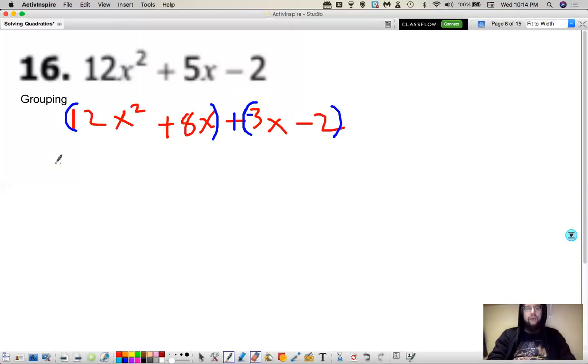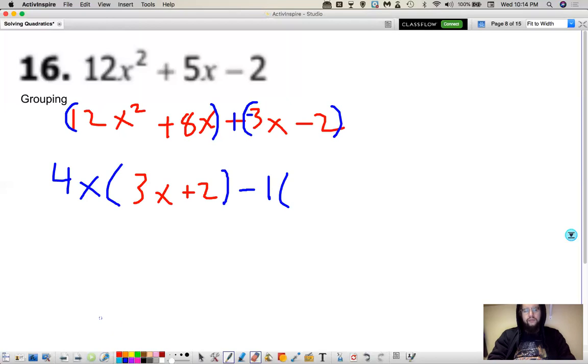12 and 8 got a 4 up in them. X squared and X got an X up in them. I'm left with, I'm going to do it in a different color, 3x plus 2. These ain't got nothing, but they got a negative, right? Negative 1. Just like last time. So that's a positive 3x now and a positive 2.